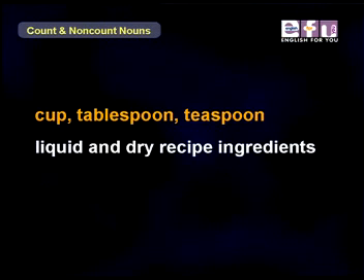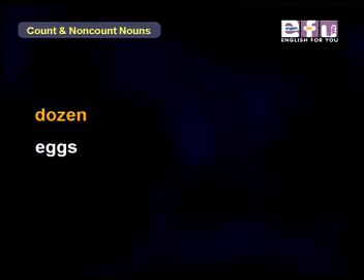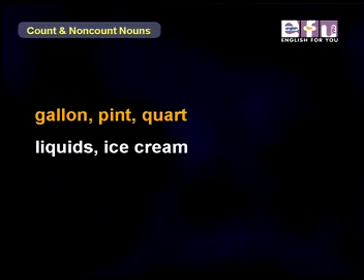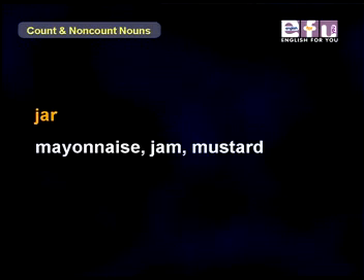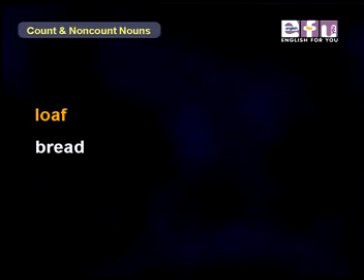We can have a cup, a tablespoon or a teaspoon. We use this with liquid and dry ingredients. Okay, next we have a dozen, usually just for eggs, but another example is loaves of bread, a dozen loaves of bread, or a dozen eggs. A gallon, a pint or a quart of liquids, for example milk or something like ice cream. A jar of mayonnaise, a jam or a jar of mustard. Loaf of bread, so not breads, but one loaf of bread or two loaves of bread.